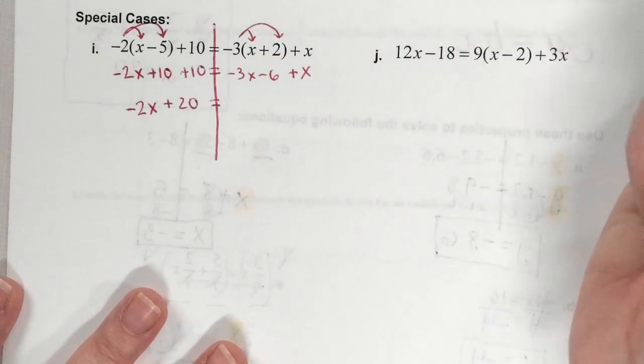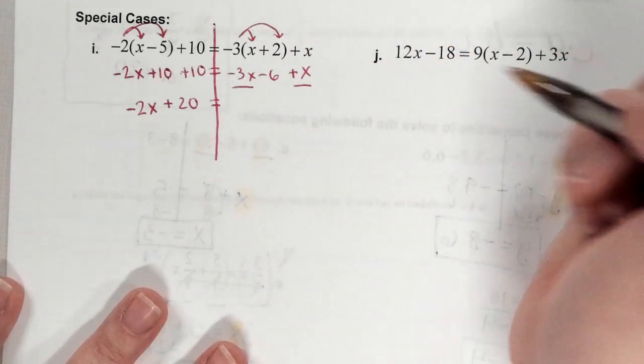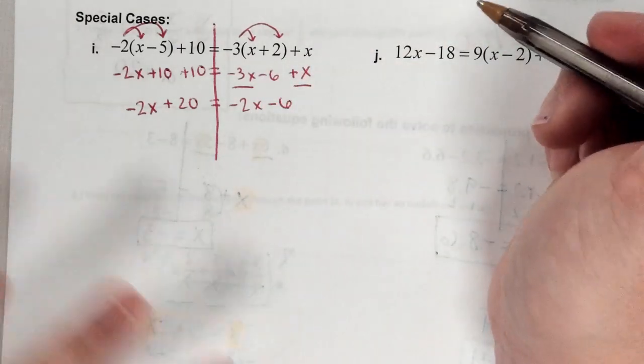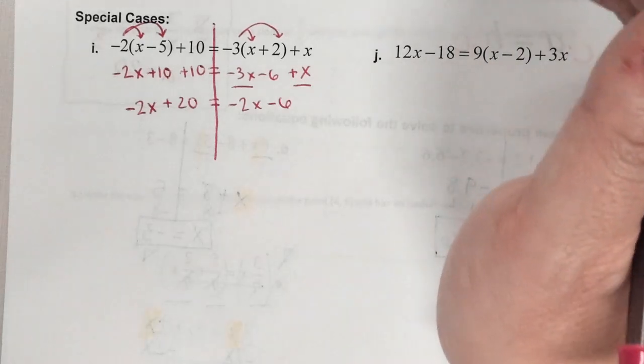What can combine? The x's. What's negative 3x plus x? Negative 2x. Okay, and now I'm simplified. So now I have to combine my letters. This is another reason I always move my letters first.